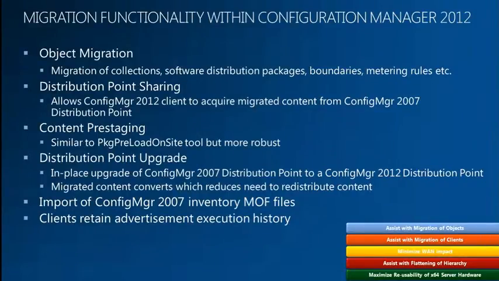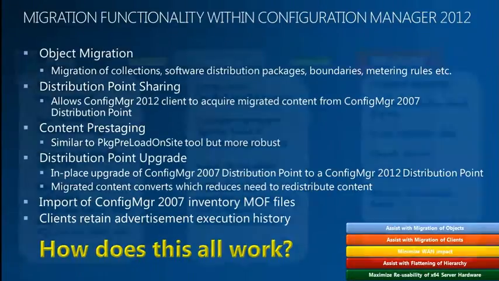And then also, when you migrate stuff over, you don't want clients to be rerunning those advertisements. So retaining that execution history is pretty important, and we preserve that as a client gets upgraded from 2007 to 2012. So these are some of the general functionality, with everything in mind in the bottom right-hand corner of our goals and objectives. So how does this all work?